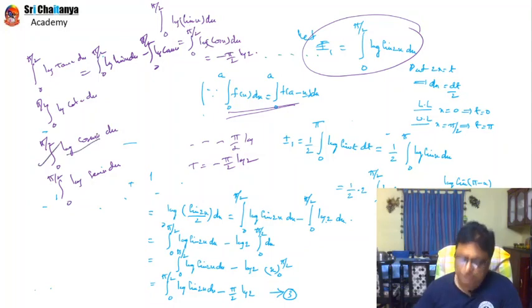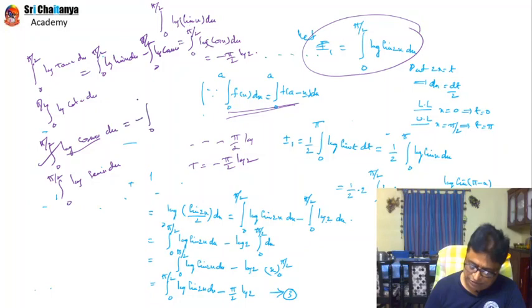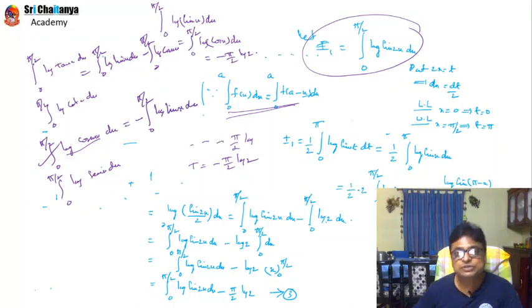integration 0 to pi by 2 log cosecant x dx? This is also very simple for you, because cosecant x is nothing but 1 by sin x. So that becomes minus integration 0 to pi by 2 log sin x dx. But what is 0 to pi by 2 log sin x? Which is minus pi by 2 log 2. Minus minus gets cancelled. So the answer becomes pi by 2 log 2.